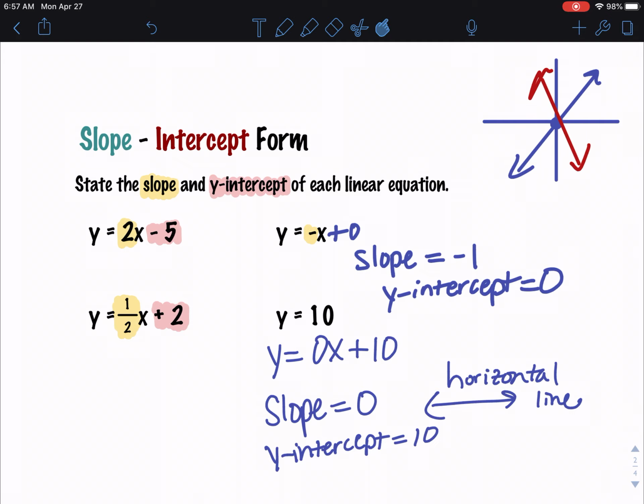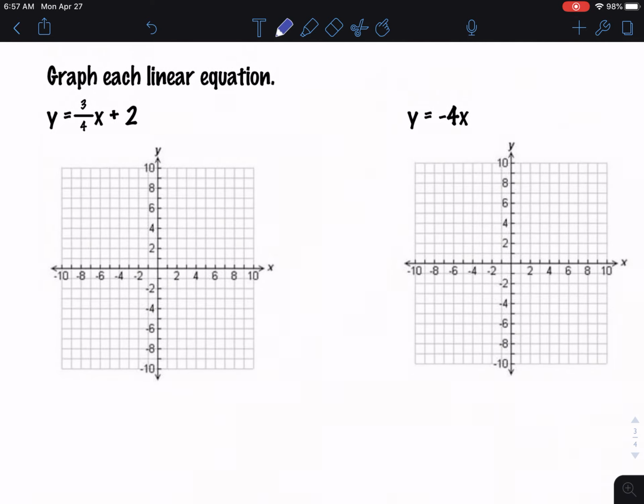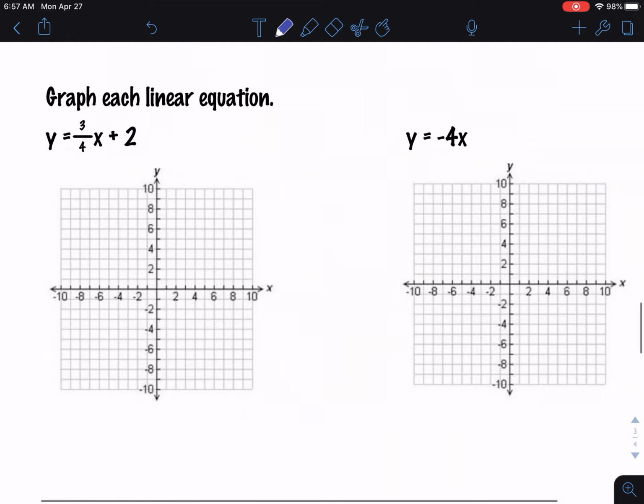So now we're going to use those same skills to take that equation and graph it. I'm going to start with the y-intercept of my equation, because that tells me where I'm at on the graph. In this first equation, I have a y-intercept of positive 2. So I'm going to cross the y-axis at positive 2. Then I'm going to use the slope to rise and run. My slope here is 3 over 4. So that is my rise over my run.